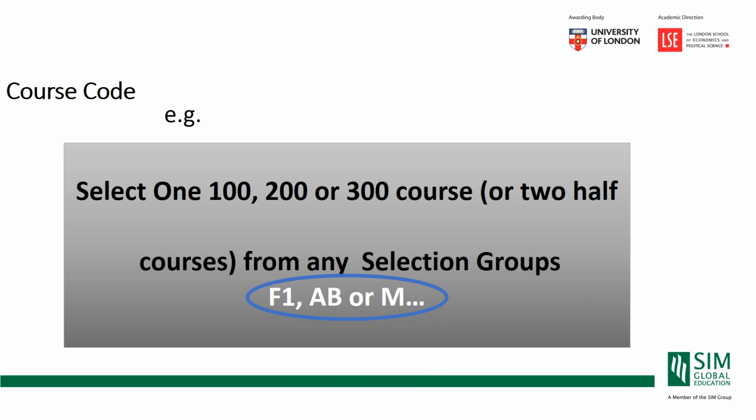For almost all degrees, you will be given some so-called electives. Typically a degree will require you to take 8, 9, or 10 compulsory courses. The remaining units can be chosen with some restrictions. For example, here the choice is to select 100, 200, or 300 level courses, or to have courses from any selection group F1, AB, or M. Those F1, AB, and M represent some course groupings.